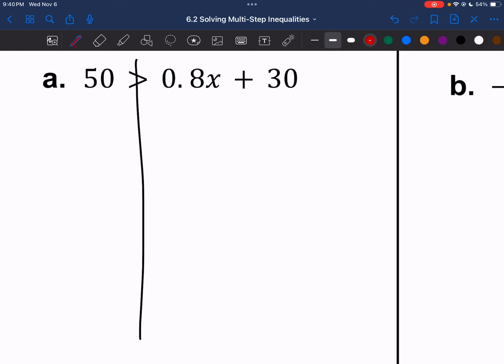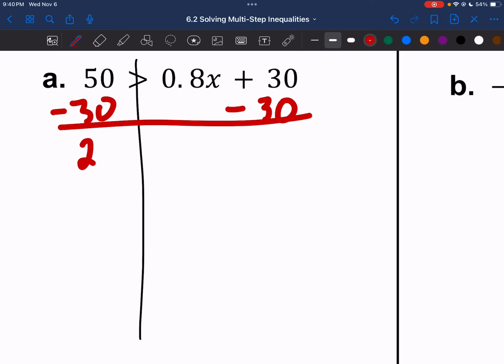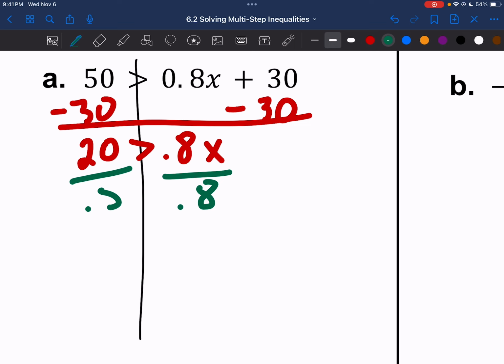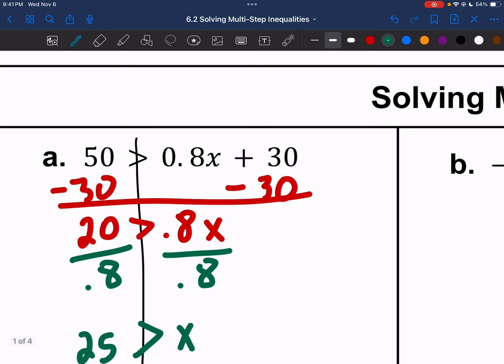Now, my goal is always going to be to get the variable to one side and our numbers, our constants, to another. So I'm going to subtract 30 from both sides. And we get 20 is greater than 0.8x. Now, my next step is going to be divide both sides by 0.8. And when I do that, I get that 25 is going to be greater than x.